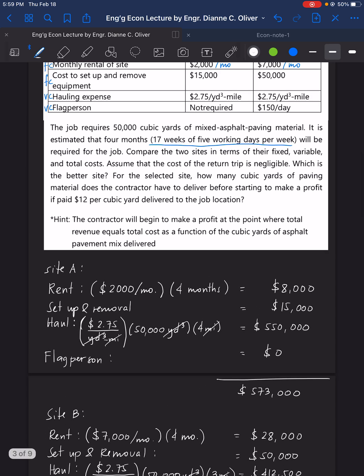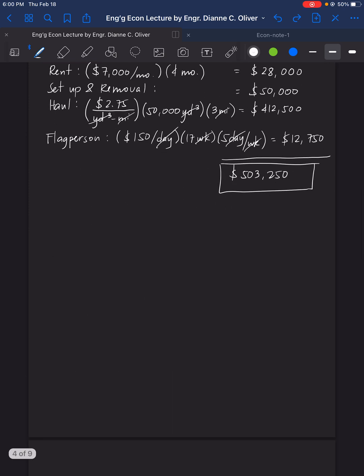Okay, so we were able to answer the question which site is better. Now, the next is how many cubic yards or how much volume of asphalt paving material does the contractor have to deliver before he can start to make a profit, if he is being paid $12 per cubic yard delivered to the job location. So again, our hint is he will begin to make a profit when the total revenue equals the total cost. So let's do that. Total revenue equals total cost. So for the total revenue, he will be earning $12 per cubic yard.